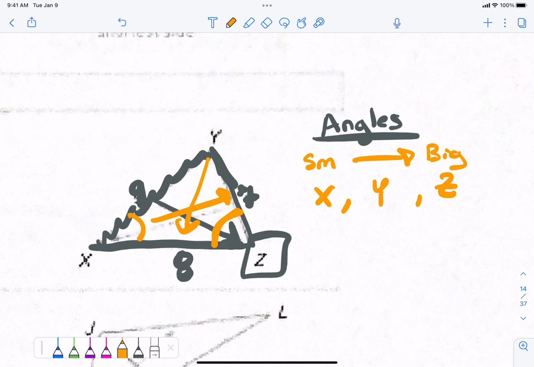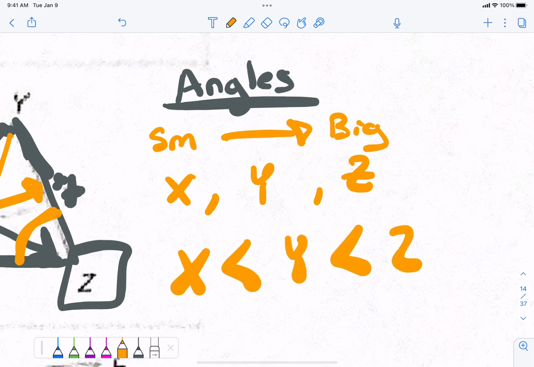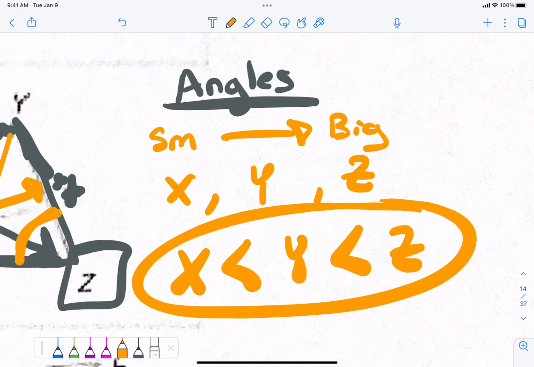Now, the way they will have you write this, if you're going from smallest to biggest, is they'll say X is less than Y, which is less than Z. This is how they'll make you write it with inequality symbols. Does that make sense? X is less than Y, which is less than Z. They'll have you do that, okay?